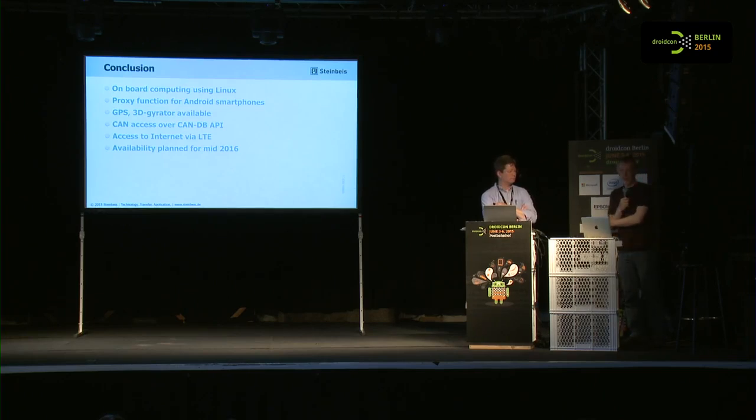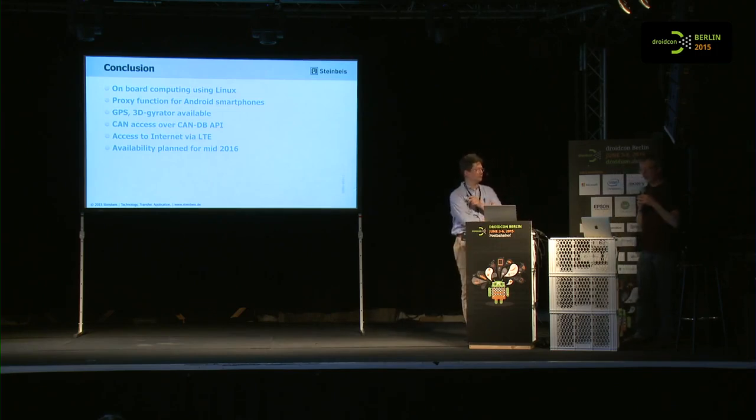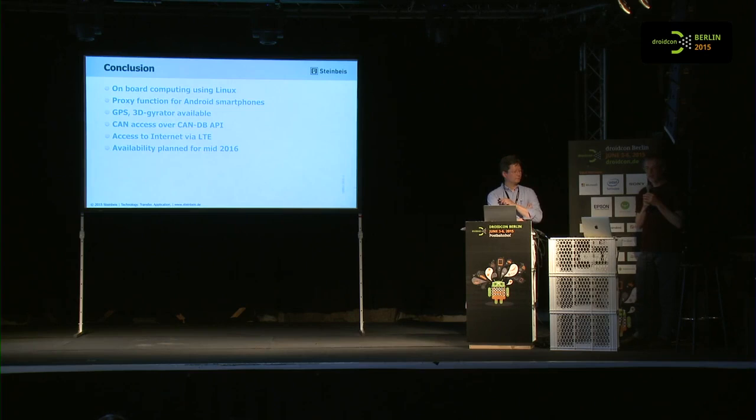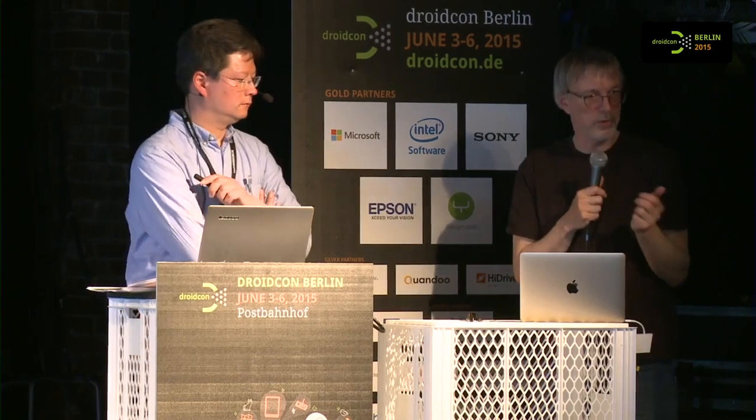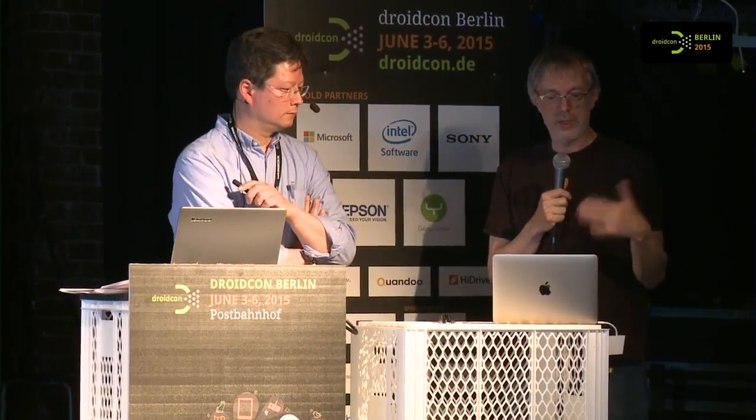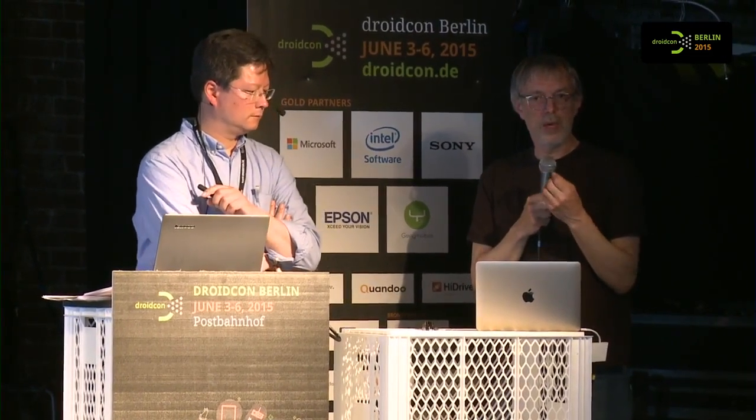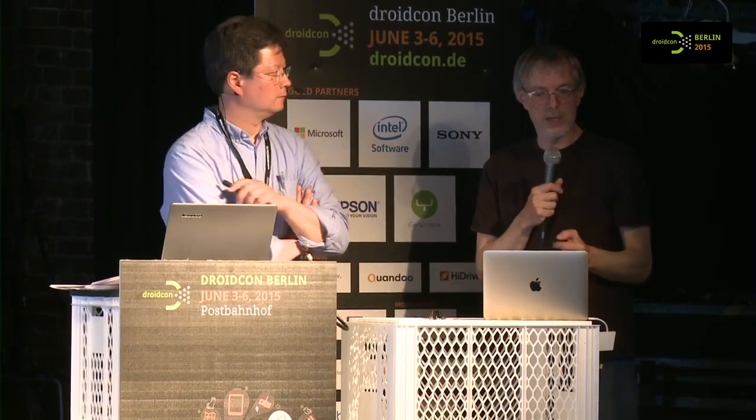And let me come to a short conclusion. The last point is most important. So we are planning the availability of this Linux box for automotive purposes with an E1 Zulassung for the middle of 2016, at the latest the end of 2016. And we will try to realize a kind of proxy function, going with your smartphone to our box and from the box to the internet if you want to do so. And we have this CAN-DB, where, depending on the car model you're working on, you can get some help from us and so on.